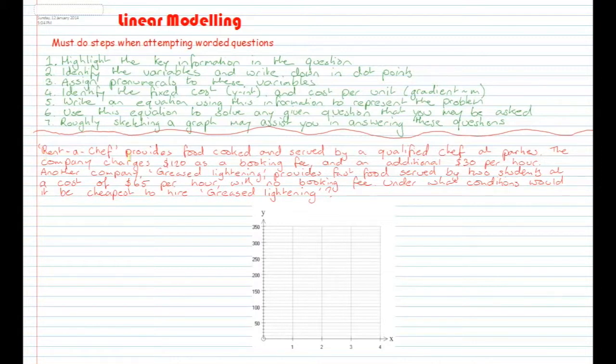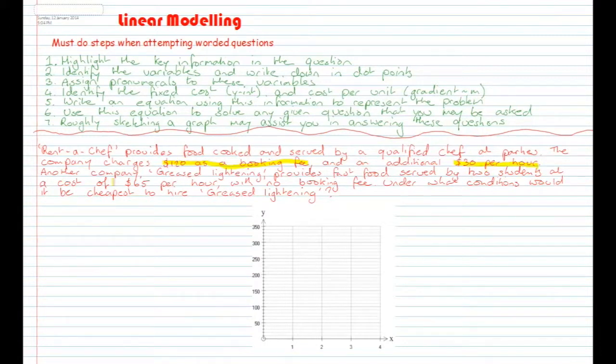It says Rent-A-Chef provides food cooked and served by a qualified chef at parties. The company charges $120. Remember, whenever you see a number, you're just going to highlight it. $120 as a booking fee, that's basically saying the initial fee, and an additional $3 per hour. Remember, the word per basically means a rate, which means it's the gradient.